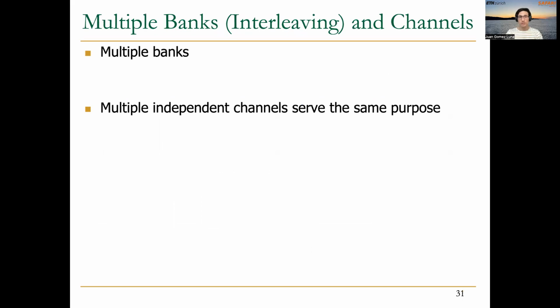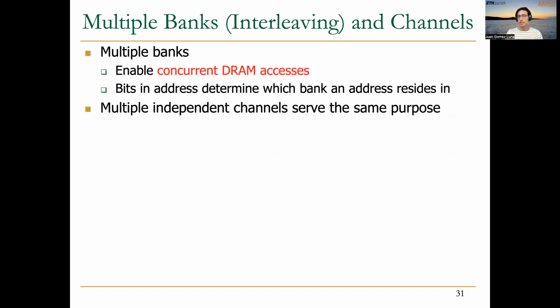We can do this multiple banking, and we can do something similar with multiple memory channels. We are going to talk about both. Multiple banks enable concurrent DRAM accesses, as we are discussing, and we are going to see in the next slide as well. Different data elements reside in a bank depending on some bits in their address. We can do, for example, word interleaving, which means that an entire word of, for example, 32 bits resides in bank 0, the next one in bank 1, the next one in bank 2, and so on and so forth.